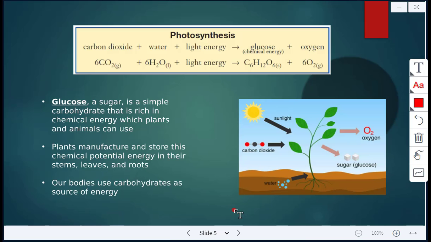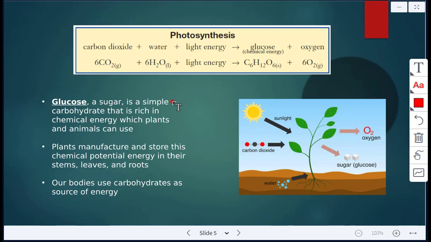Photosynthesis is carbon dioxide plus water plus light energy. We can see here in our word equation that those are the reactants, and it produces glucose and oxygen. Second, we can see the chemical formula, which is also a balanced chemical formula for photosynthesis. It's 6 carbon dioxide plus 6 water plus light energy produces glucose, which is C6H12O6, plus 6 oxygen.